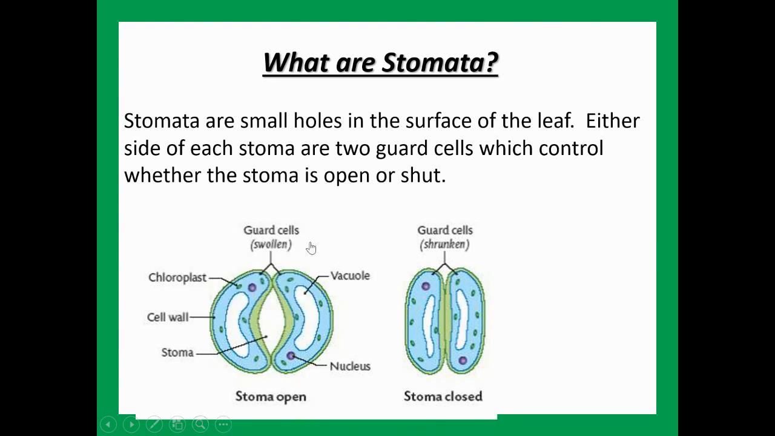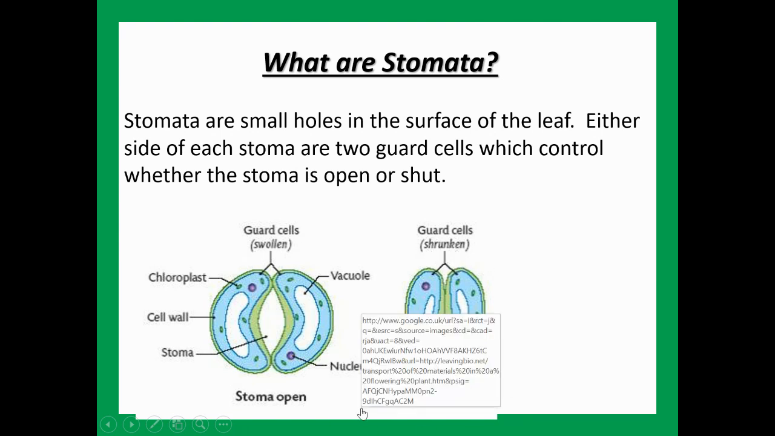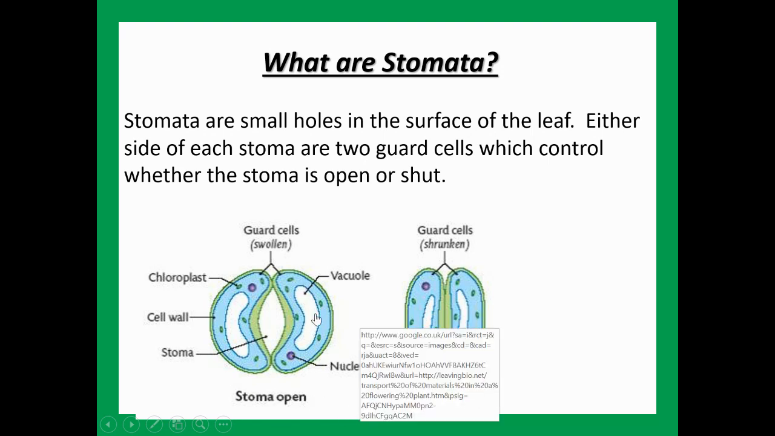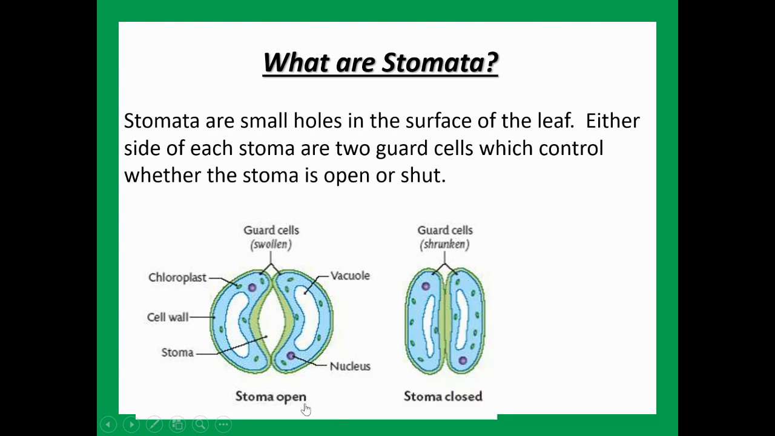So when the stomata is open, you can see in brackets it says swollen here and shrunken here for when it's closed. We're going to look in more detail in just a bit about what's happening there, but it's all to do with the vacuole and the size and the shape of the cells as well. Okay, but the change of the guard cell's shape changes whether the stomata is open or closed.